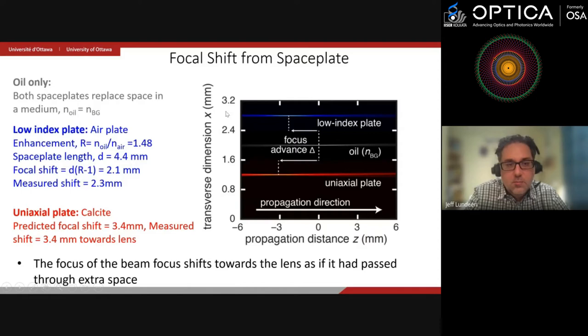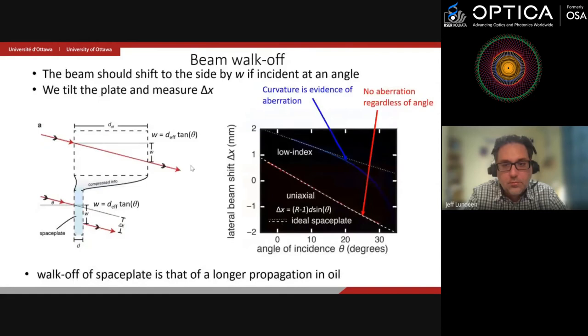We also did this because we're doing this in glycerol, so a low index plate is possible. We can introduce a plate with a lower index than the glycerol, and it'll also act like a space plate. An easy low index plate is just a plate made of air. So we made two glass slides with a little cavity of air, and we showed again that it moves the focus closer to the lens by the amount that we expected.